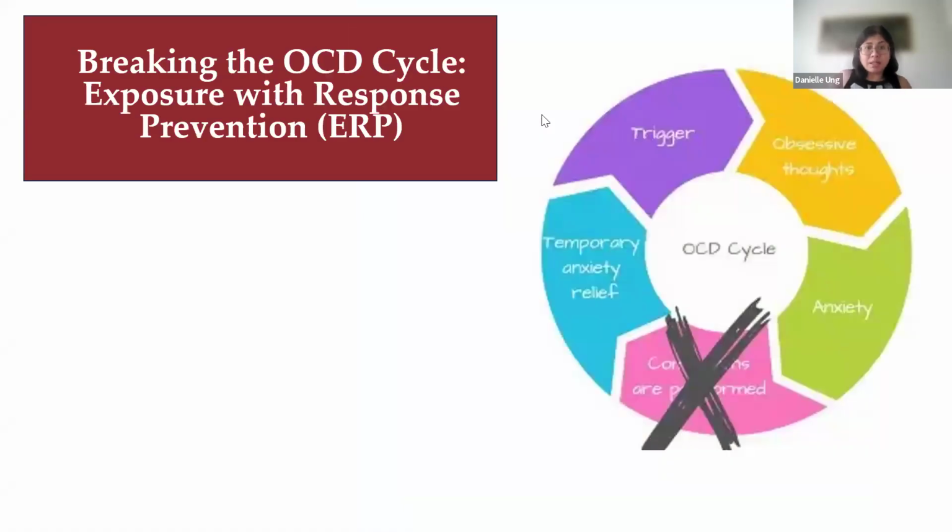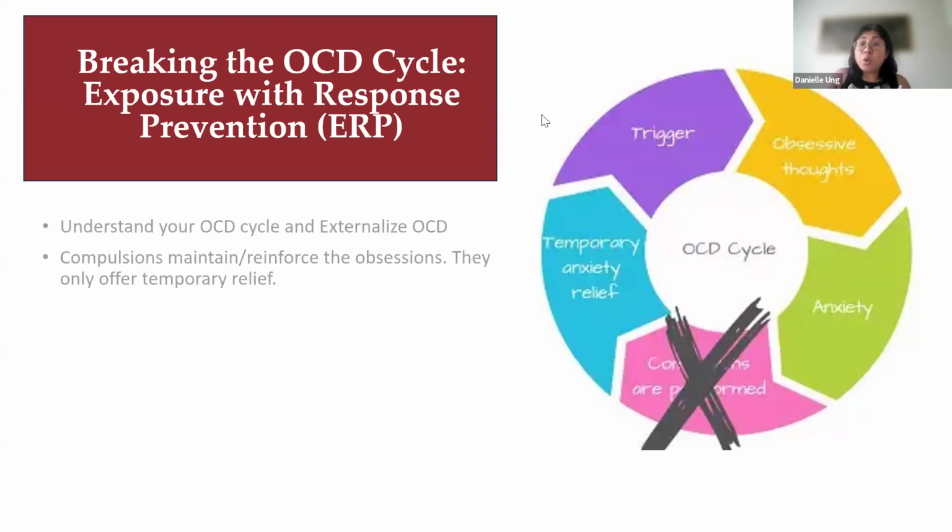So the next slide here is about how to break the OCD cycle, knowing the tricks that OCD has in that OCD cycle. Because we know that the compulsions are what actually reinforce, or what I say kind of encourage, these obsessive thoughts to happen, right? The goal here is actually to reduce or eliminate the compulsions that the person engages in. Okay. So as I mentioned, the first step is to understand your OCD cycle.